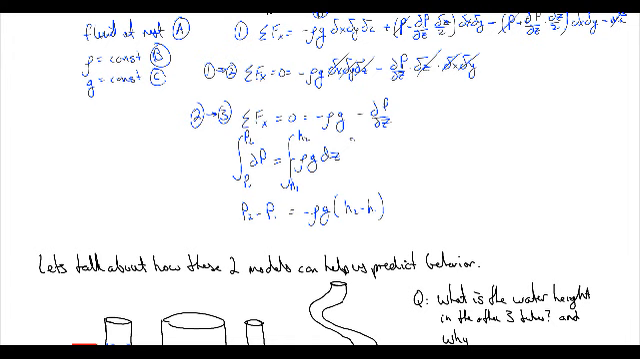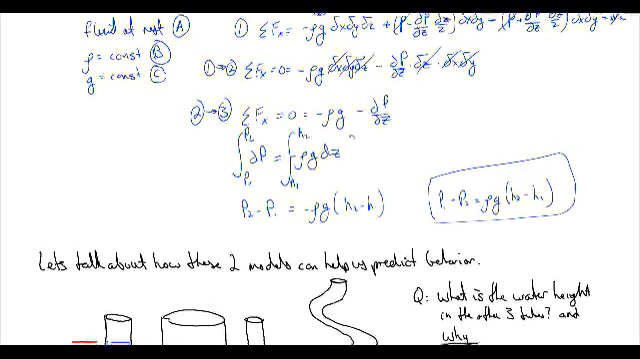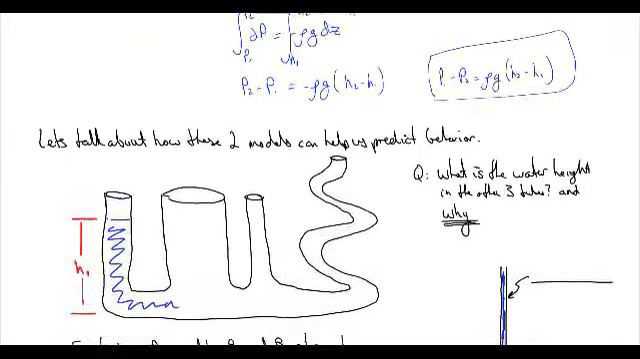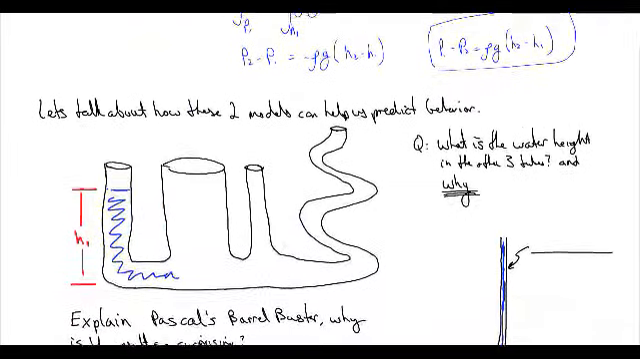Or, if you don't like having that negative sign there, we could also write it as P1 minus P2 is equal to rho g (H2 minus H1). This is the one you traditionally see, but it's a little tricky because you have to remember that the 1 comes first on this side, but it comes second on that side. So let's talk a little bit about how these two models can help us predict behavior.